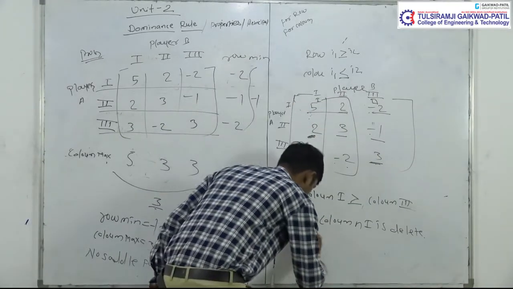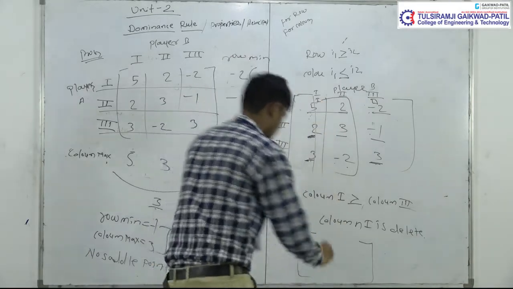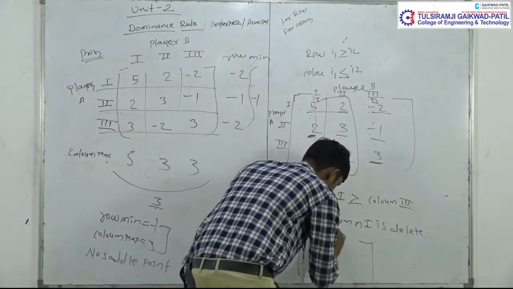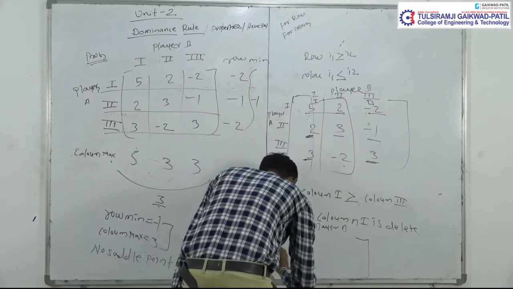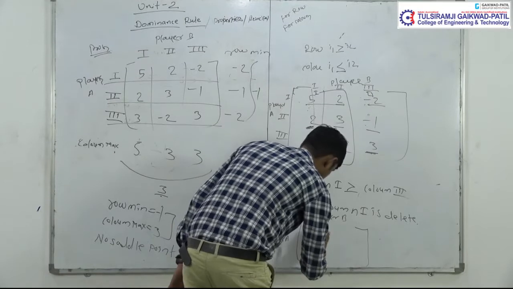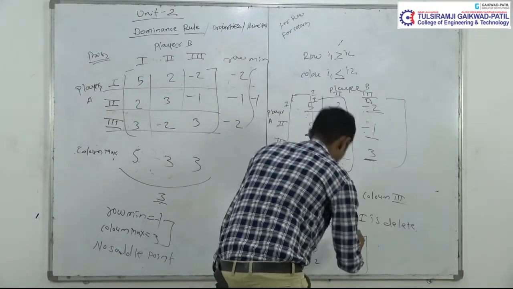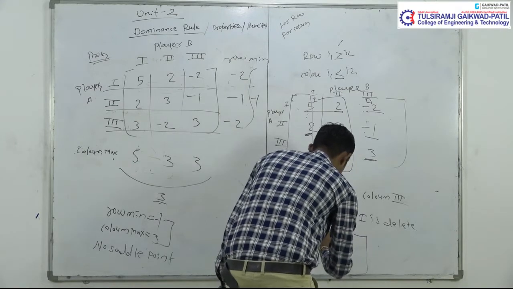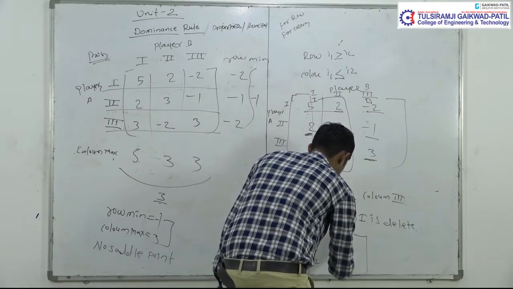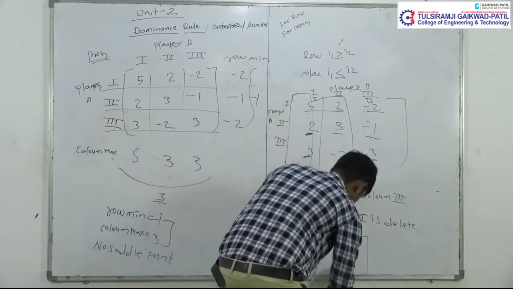Then write down the reduced matrix. Player number 1 and player A: 2, 3, minus 2, then minus 2, minus 2, minus 1, 3 also.